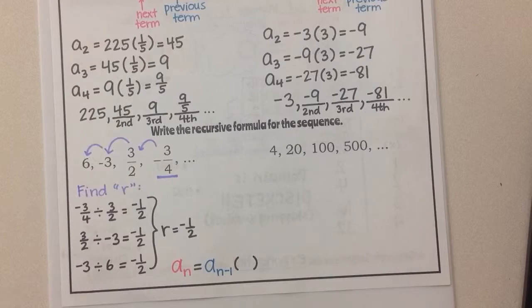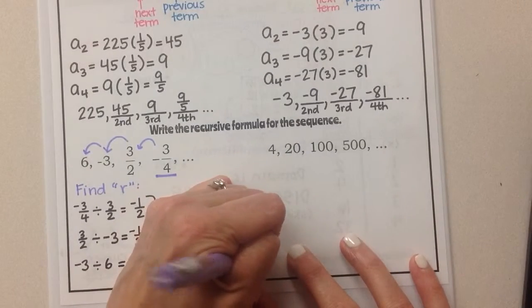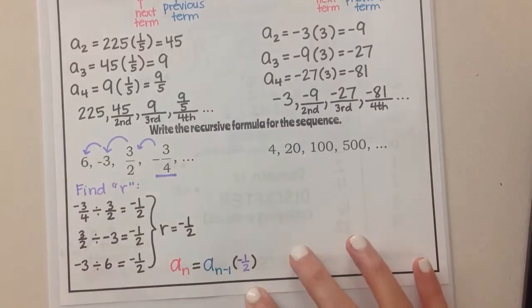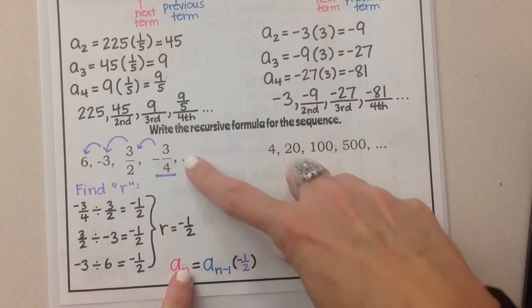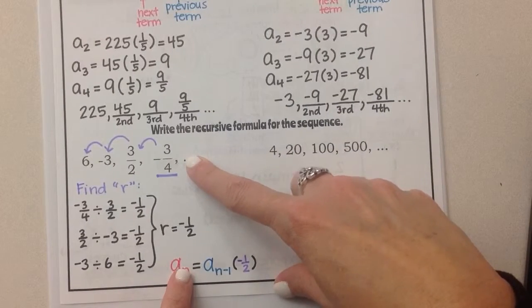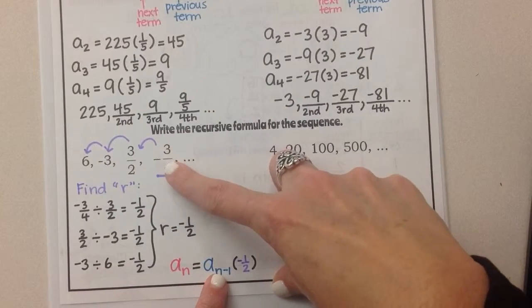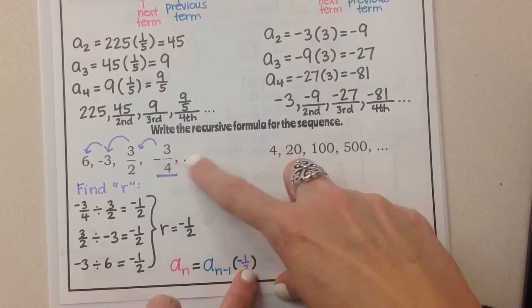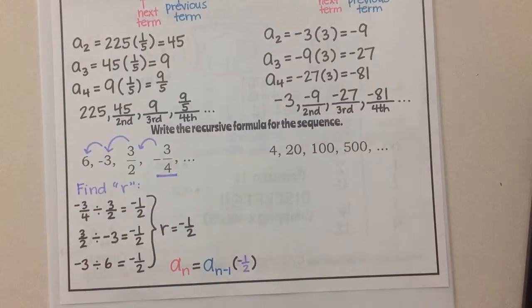And now I want to plug in the value I got for R, which is -1/2. So I'm going to plug in -1/2. So if I want to find the next number after -3 fourths, I'm going to say -3 fourths times -1/2, and that's going to get me the next number in the sequence. And then I can continue that sequence on and on. All right, let's try this next one.